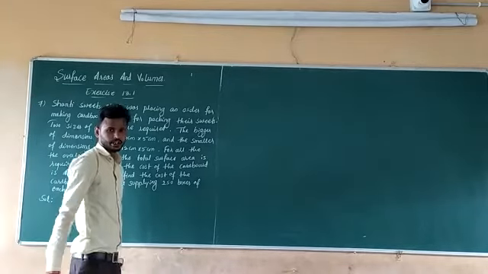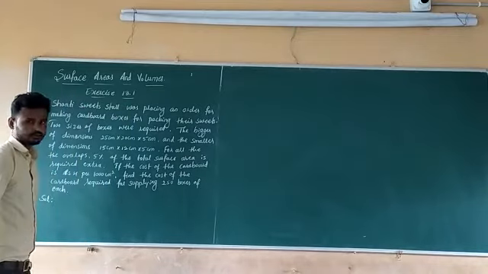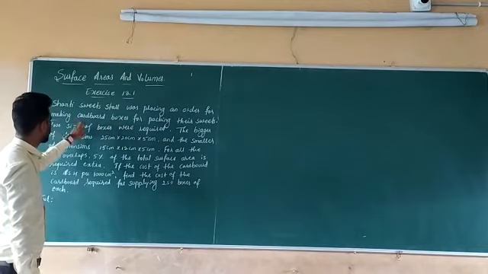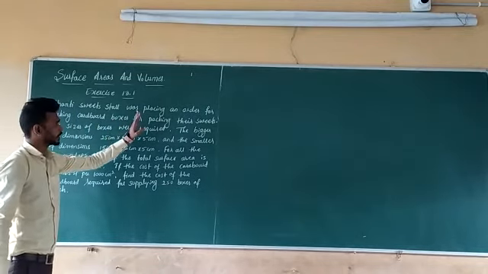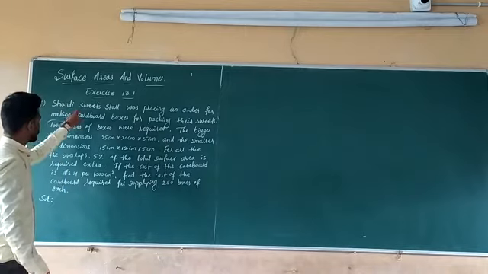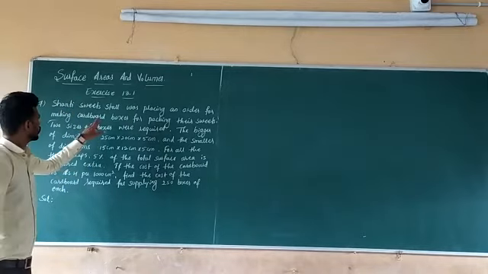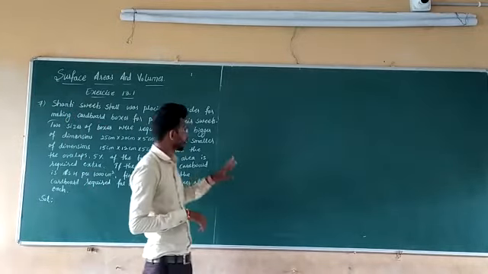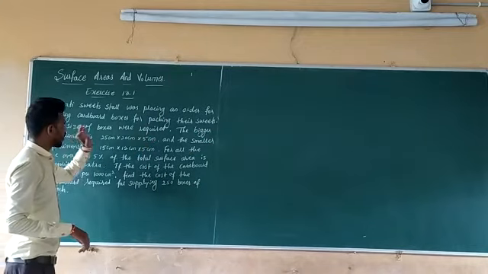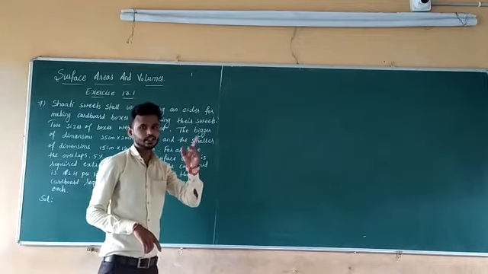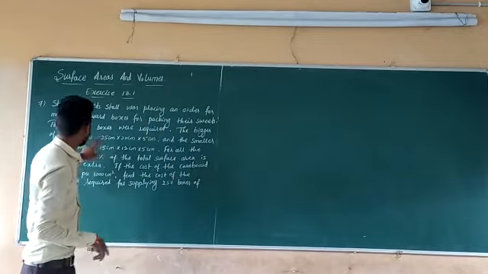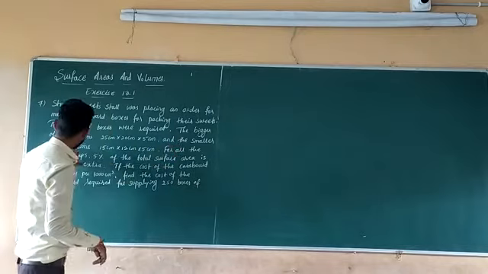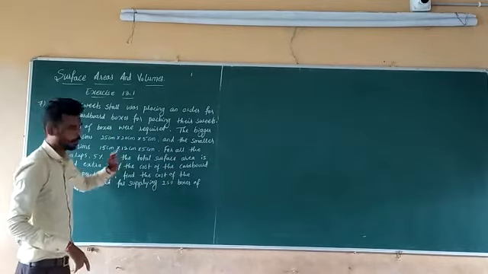Okay, students, let us see the next question, the 7th one. Shanti Sweet Star was placing an order for making cardboard boxes for packing their sweets. So two different sizes of boxes were required. The bigger of dimensions 25 into 20 into 5 and the smaller of dimensions 15 into 12 into 5.